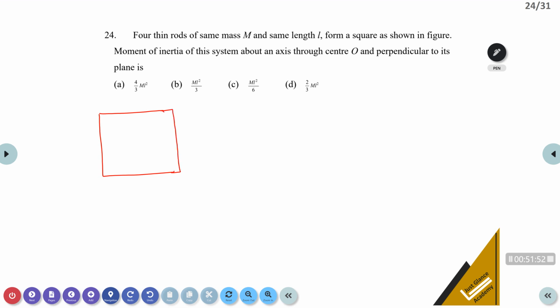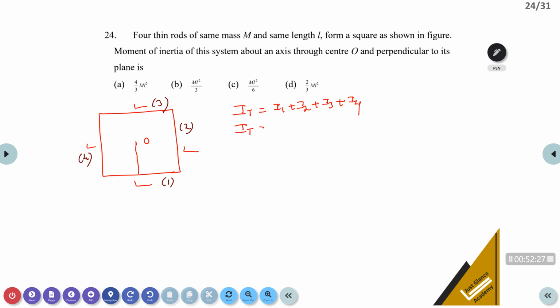Okay, and each length is what? L. This is L, this is L, this is L. This rod I will call 1, this rod 2, this rod 3, and this one I will call 4. The moment of inertia of this system about an axis passing through its center: I total equals I1 plus I2 plus I3 plus I4. But all are equal.